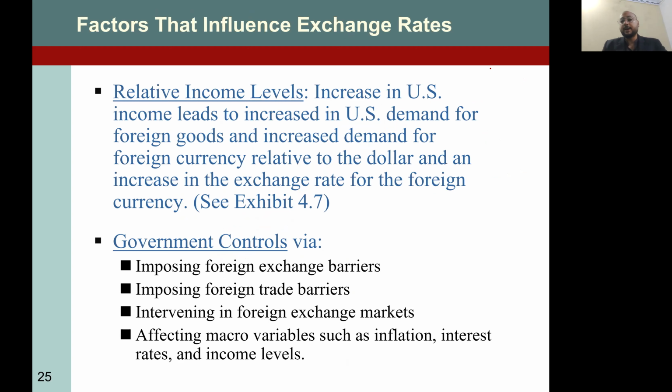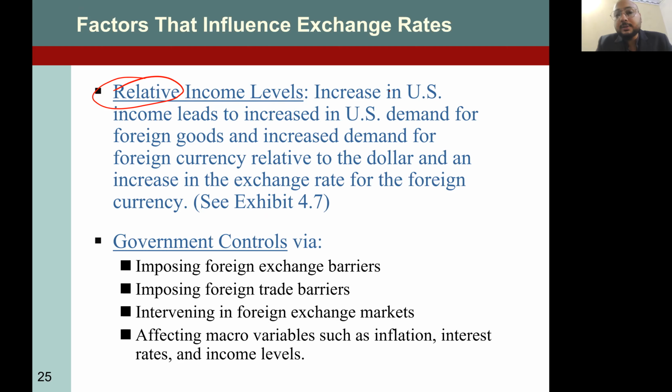Okay, let's move forward now. Relative income level. What do we mean by relative income level? Like differential income level. If there is an increase in US income, which income? Relative income, which means people in the US have more income as compared to the UK. Do we have the UK example? Yes, UK example here.